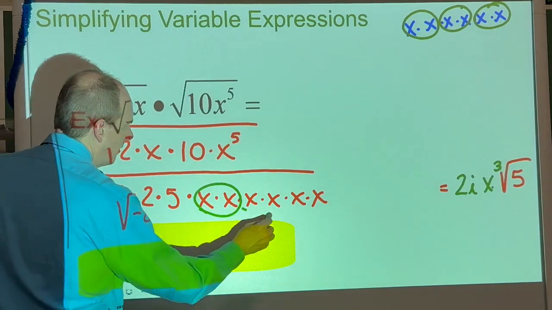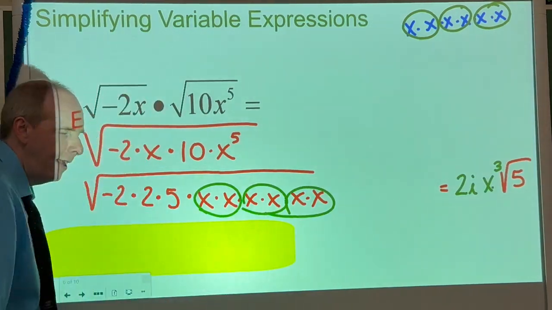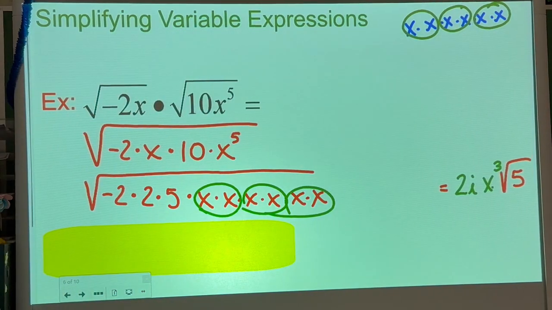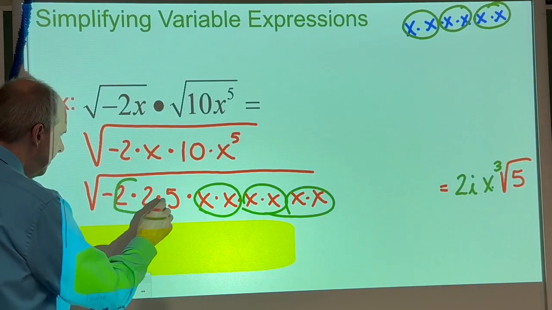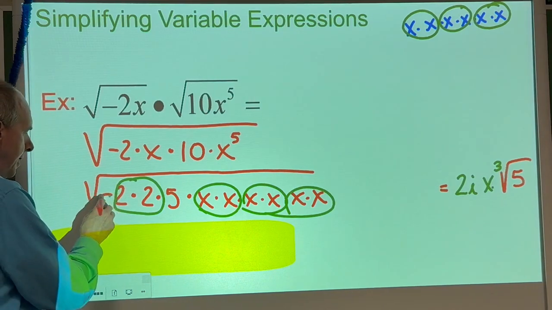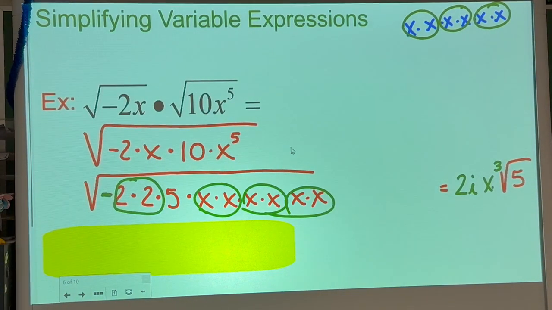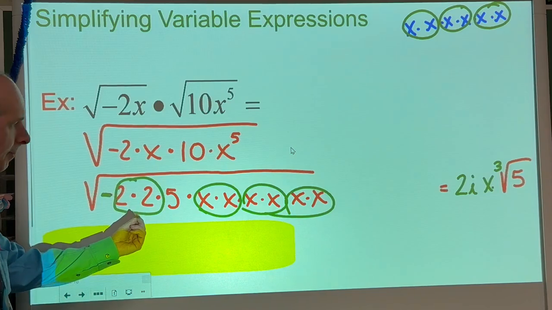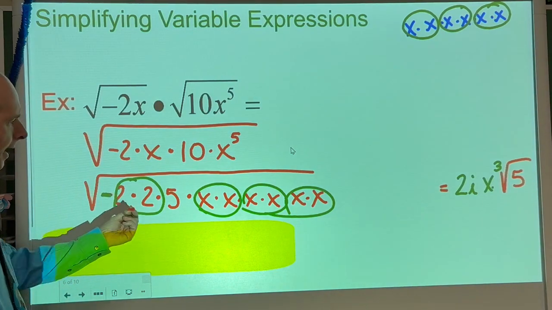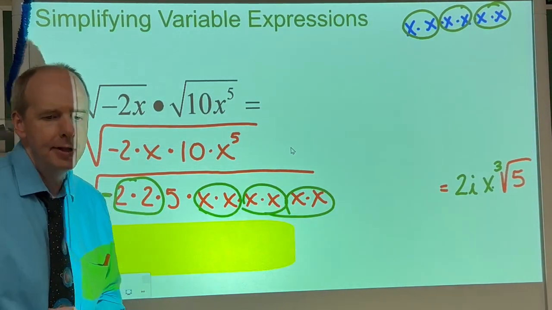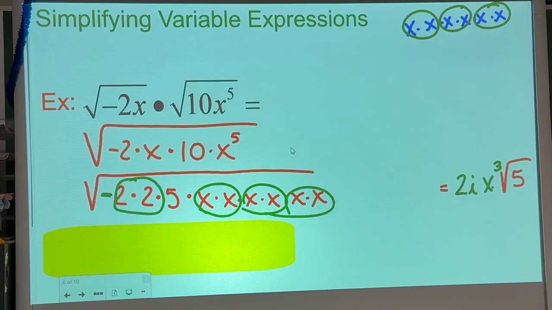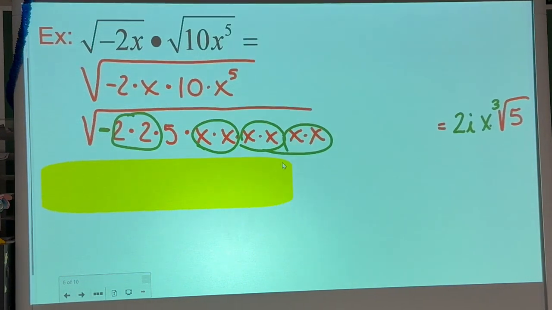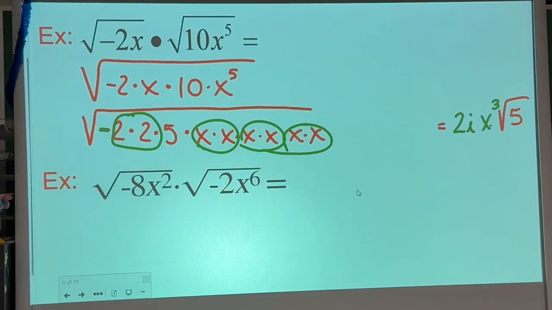Here's my x to the 3rd. I have 3 pairs. Those pairs go out. Here's my pair of 2's, but it still leaves me that negative. The negative is the i. We have a pair of 2's, that becomes 2i x cubed. Sometimes you break it apart, sometimes you multiply them together. You've got choices. Let's try this one.